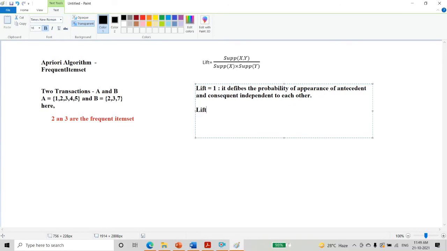Next, what about the condition where lift is greater than 1? Lift is greater than 1, so it defines the degree by which the two item sets are dependent on each other.